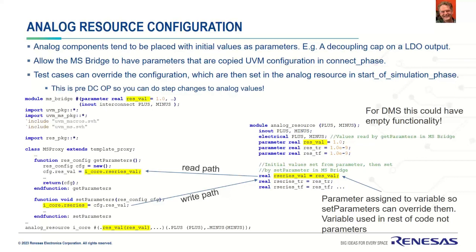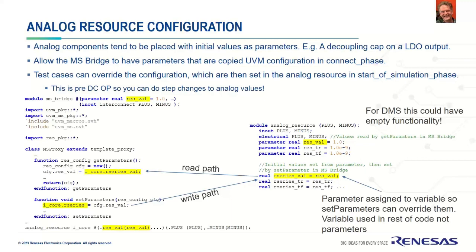So I think we're showing here in a bit more detail the scheme where you would have an analog component which would have some parameters which set some initial values. For example, here a decoupling capacitor value on an LDO output. So the MS bridge will then have the parameters in it which are copied into a UVM configuration during the connect phase, as we said in the previous slide. And then the test case overrides that configuration potentially if we choose to do that, and then you go back and set that in the analog resource during the start of simulation phase.